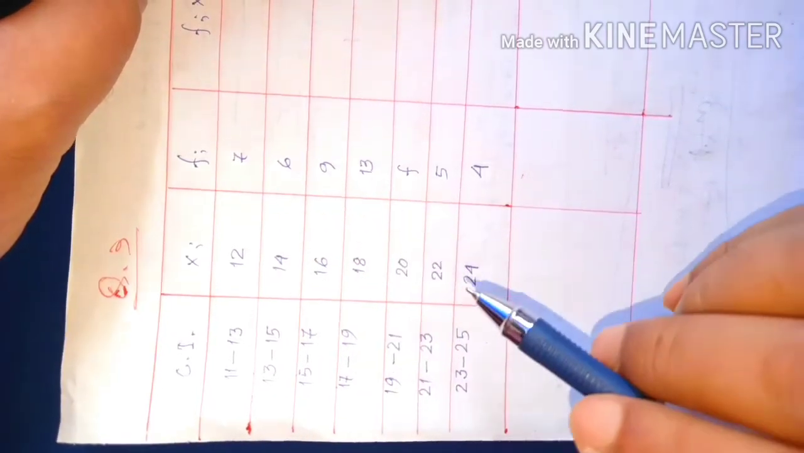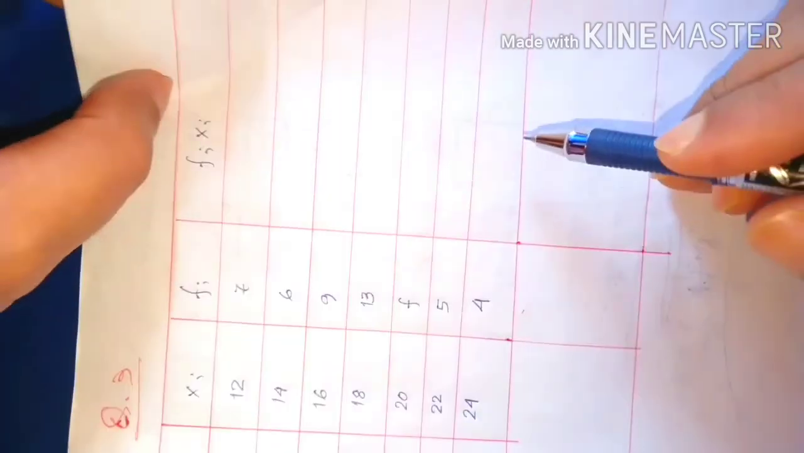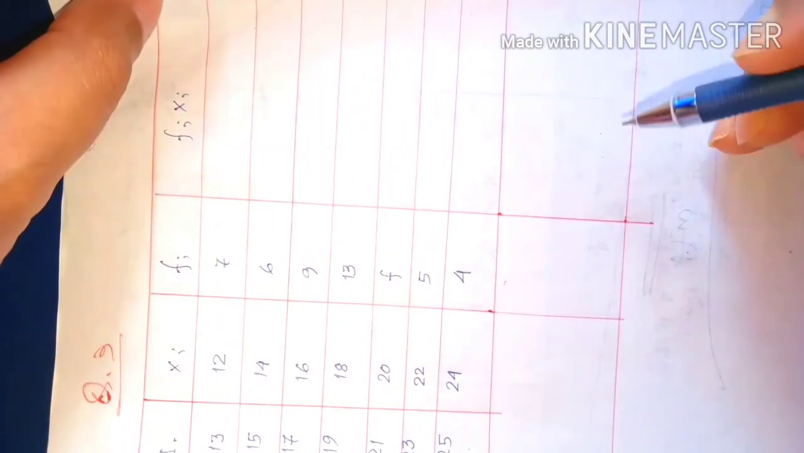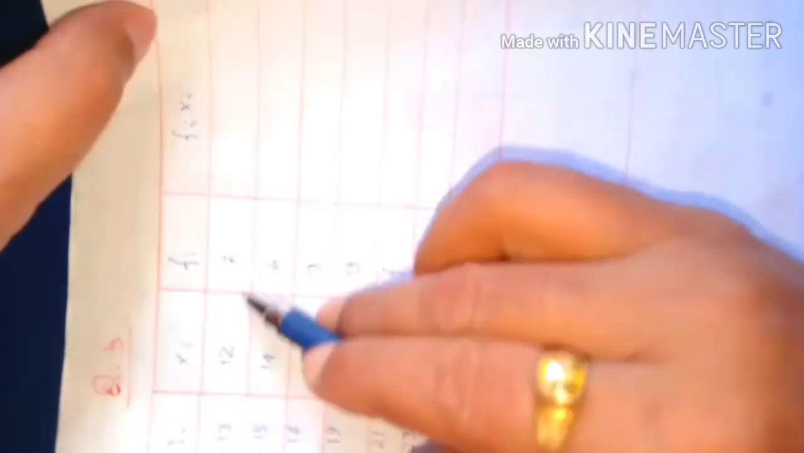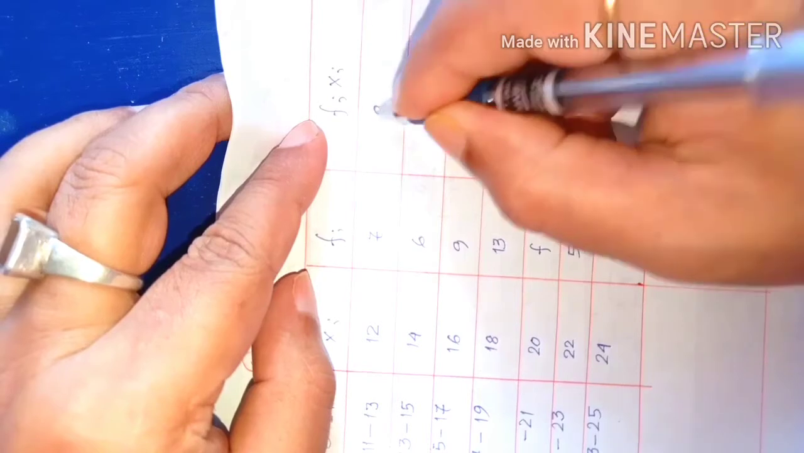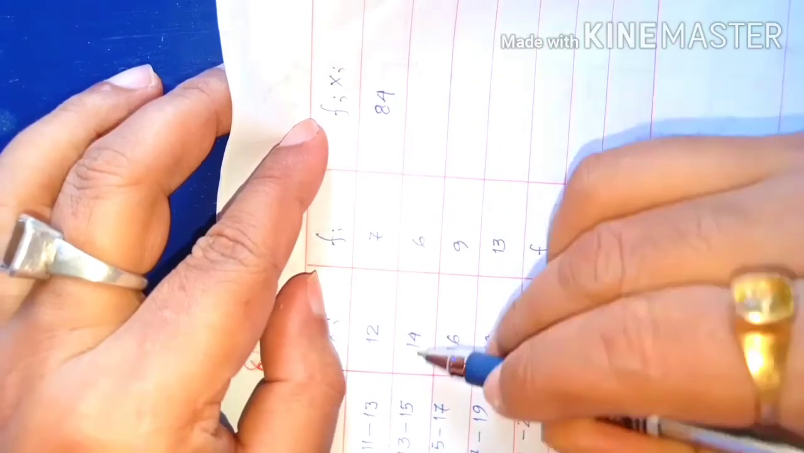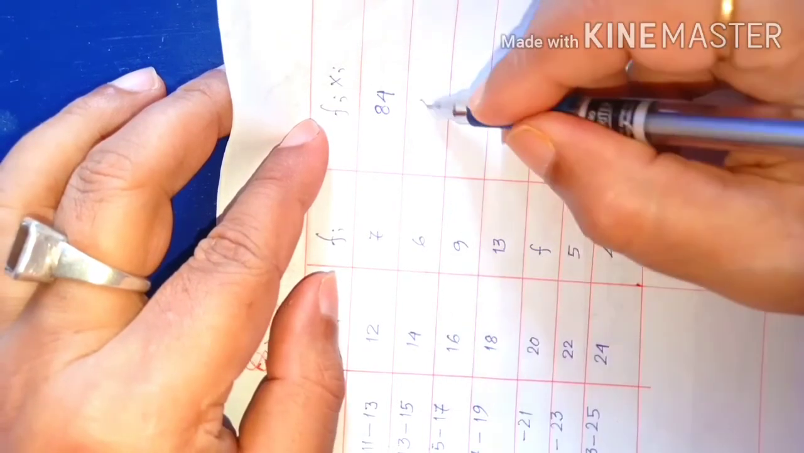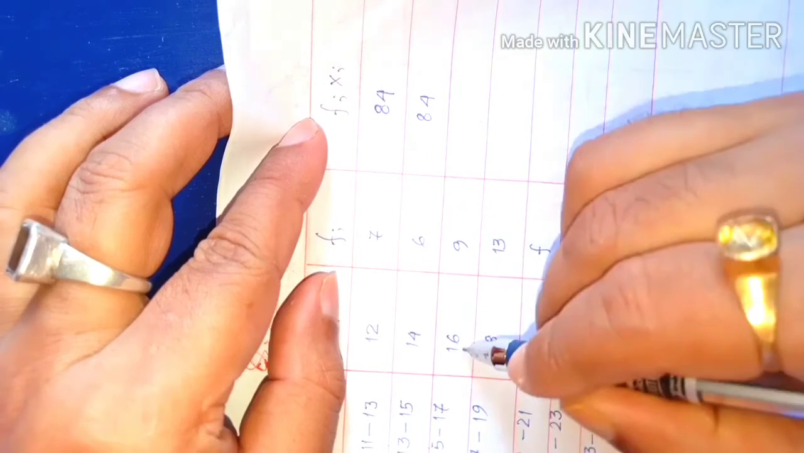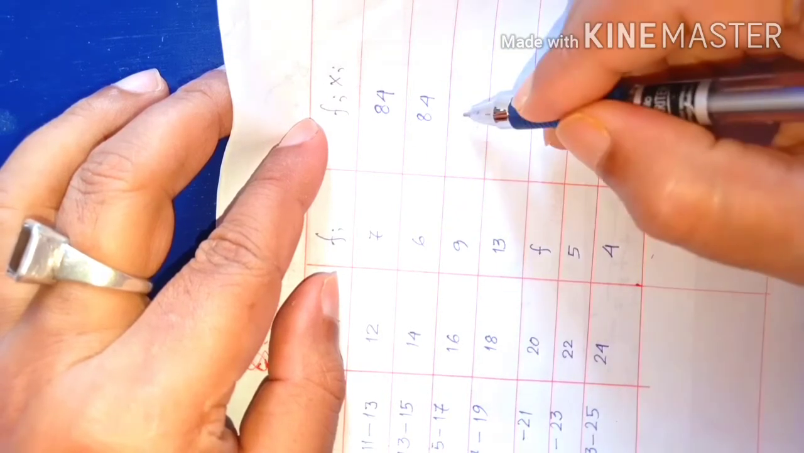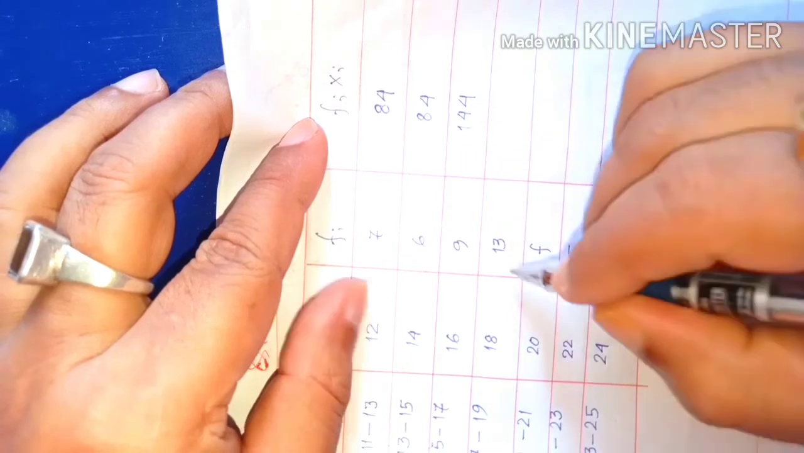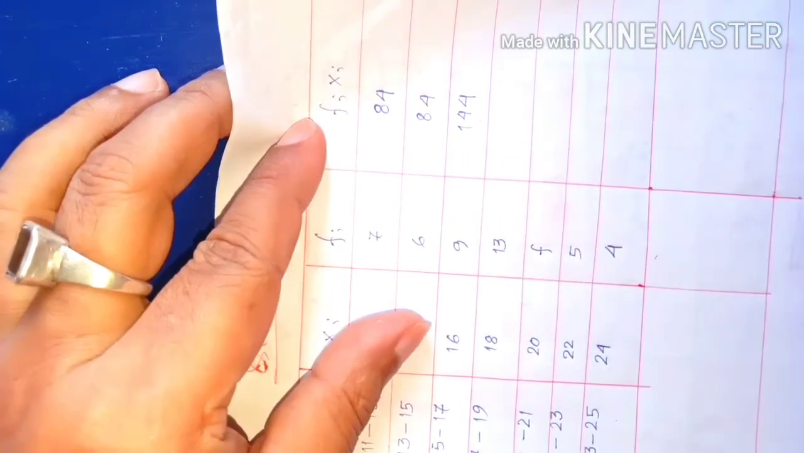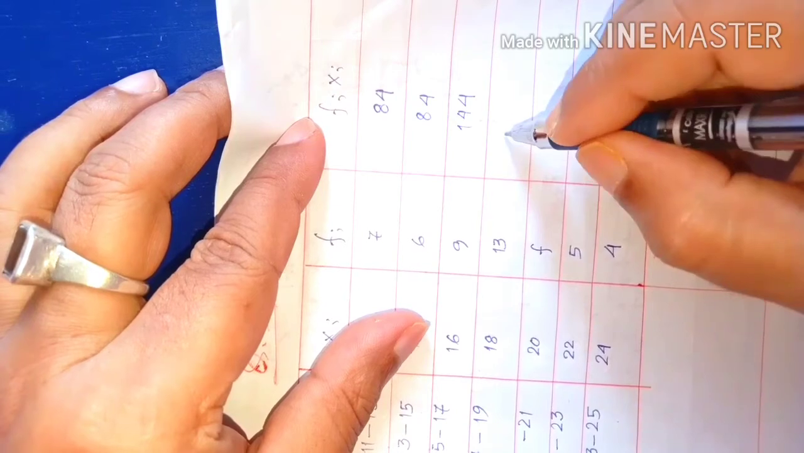So now the next column will be the fi xi column, for using the direct method. So you multiply fi with xi, that means 7 into 12. What is the product? 84. Then 6 into 14, so this is also 84. 9 into 16, that is 144. 18 into 13, what is the product? 234.